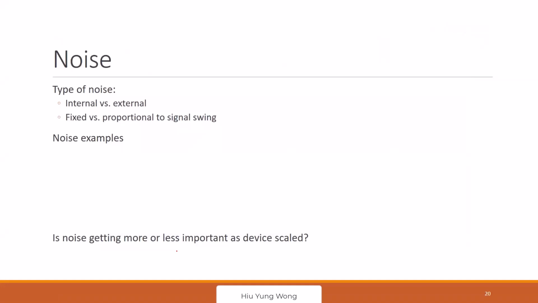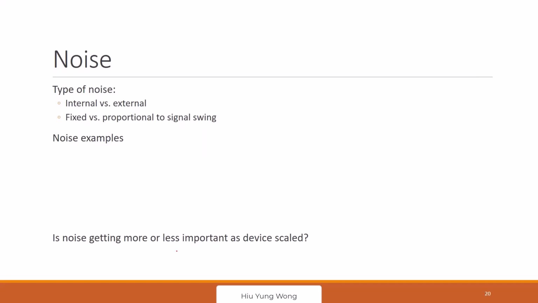So there are several types of noise, internal noise and external noise. Some noise is fixed, or some noise is proportional to signals. Just now that student asked, right, how it's related to frequency? It also relates to the swing. Sometimes they are fixed, right? But let me just give you some examples in the last 2 minutes of this class. How can we have noise?